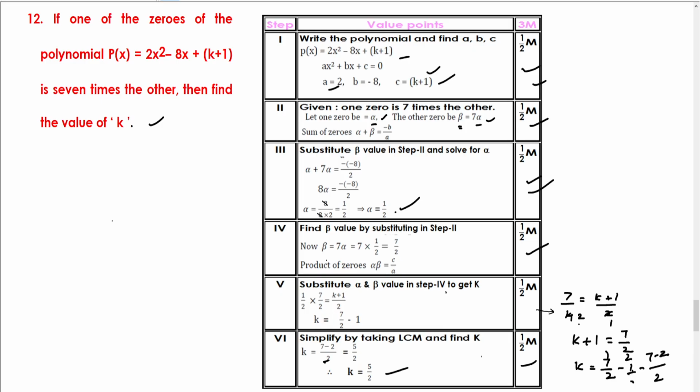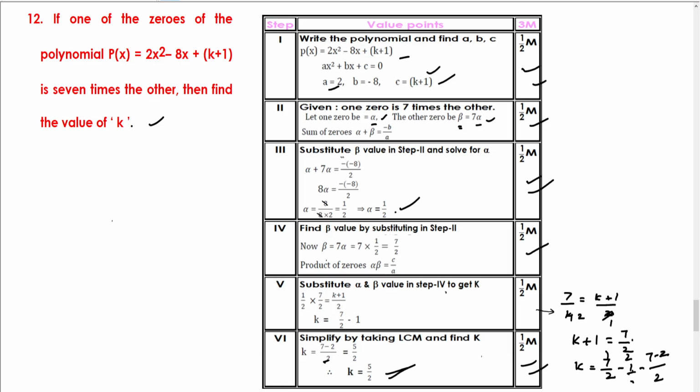You have k plus 1 upon 2. You can cancel, 2 1s are 2, 2 2s are 4. You are left with 7 by 2. K plus 1 is equal to 7 by 2. Take plus 1 to the right. You will get 7 by 2 minus 1. Take LCM as 2. 1 2s are 2, 1s are 2. 7 minus 2 is 5 by 2.